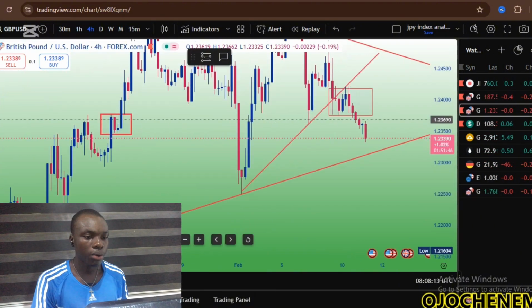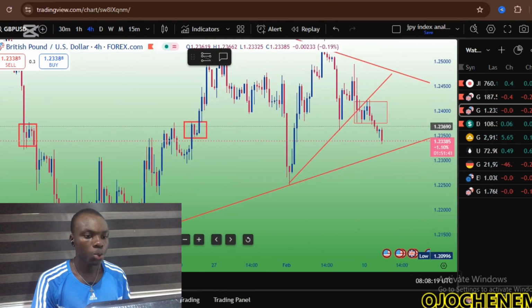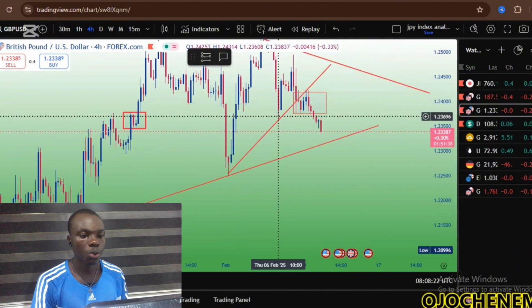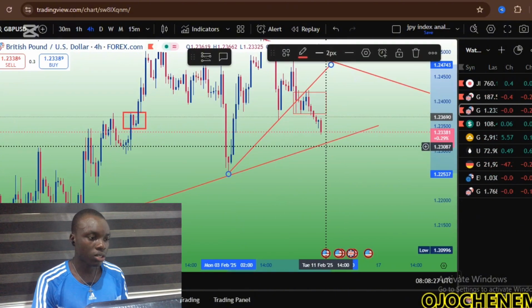So what we are going to do now, since you have broken this inner trend line, all we are going to do is wait for the break of this outer trend line also. We are going to take out this outer trend line. We'll retest them. We'll take out this previous low.